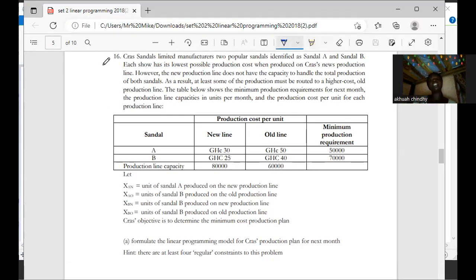All right, so we are using this question. Question says, Craft Sandals Limited manufactures two popular sandals identified as sandal A and sandal B. Each shoe, it was a grammatical mistake. Each shoe has its lowest possible production cost when produced on Craft's new production line.